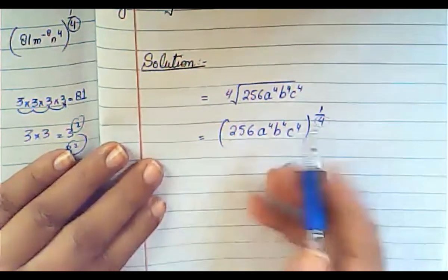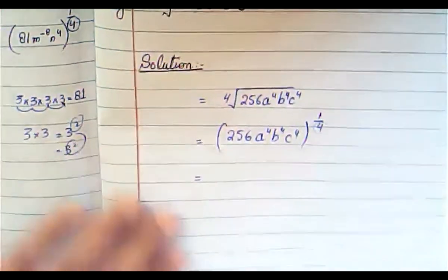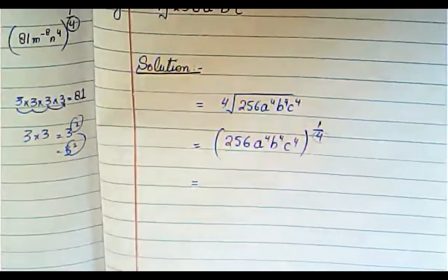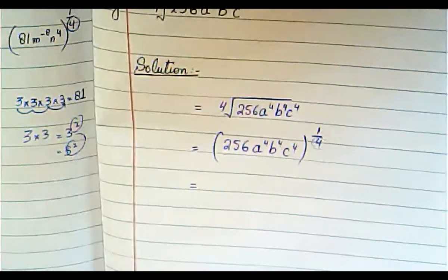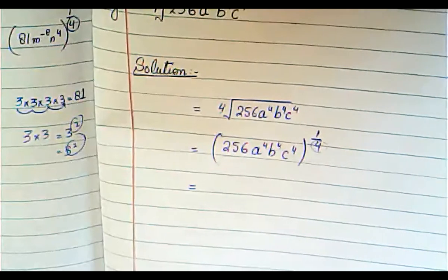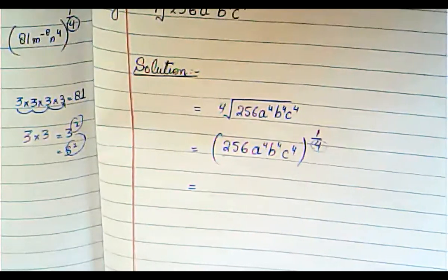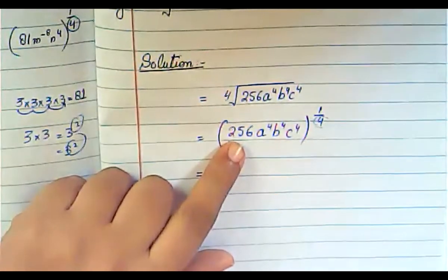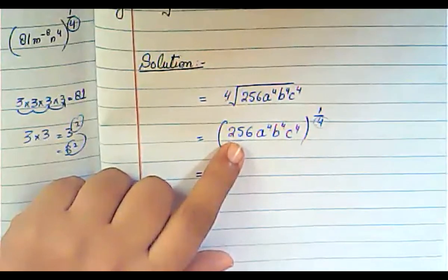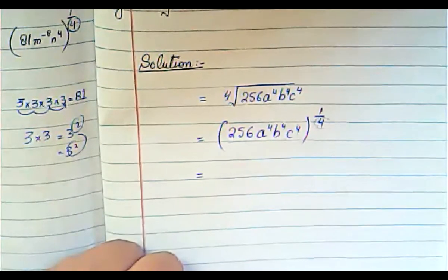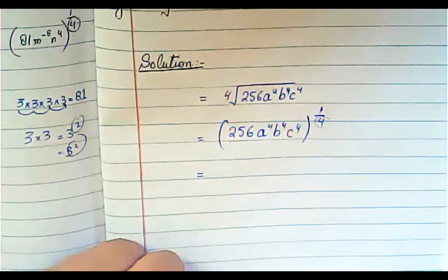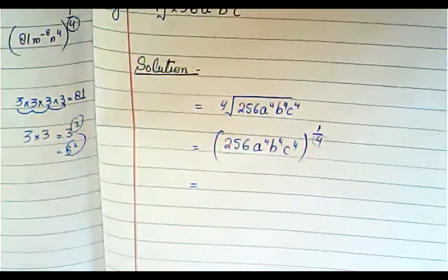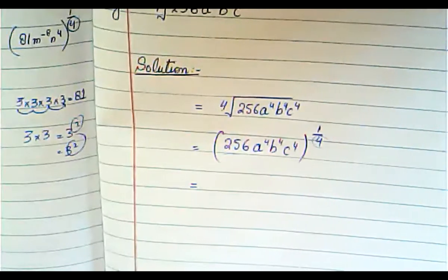Here you have 256. So what will be the 256? How many times you will multiply a number that your answer should be 256? Everyone please reply. Okay, Fatma, right answer. What about other students?